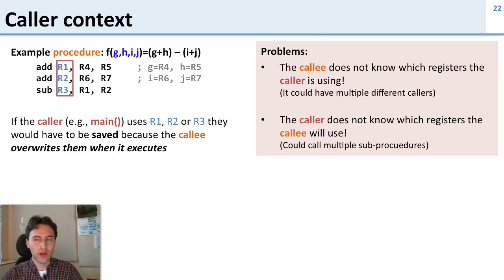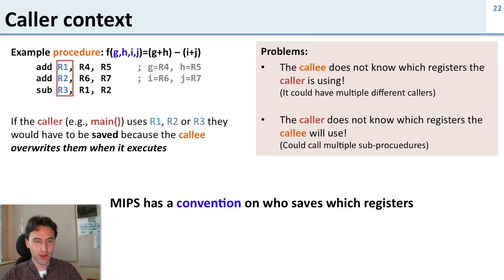Also, the caller doesn't know which registers the callee will use. The callee, or the procedure, could have other procedures that it calls. So when we call update, update could also call read or write or update part, and all of those could use other registers. So neither the caller nor the callee knows which registers the other is going to use, and this is a problem because we need to make sure that we don't corrupt the registers of the other.